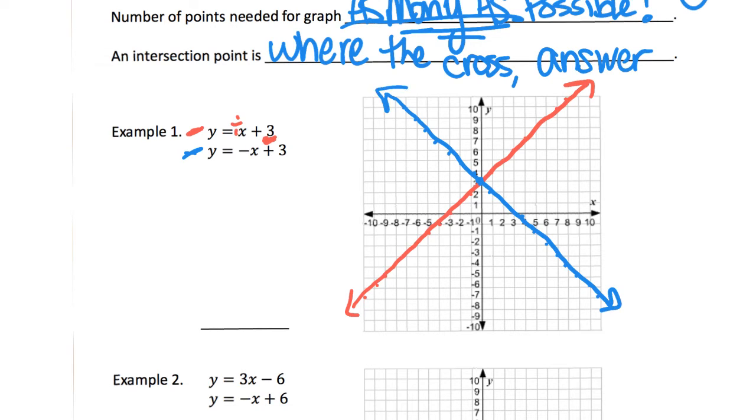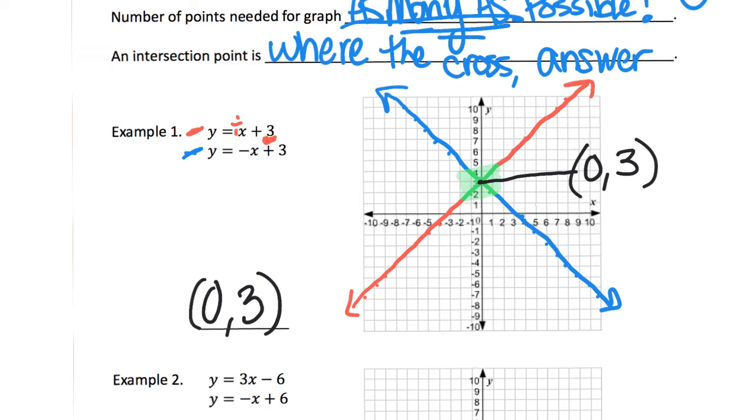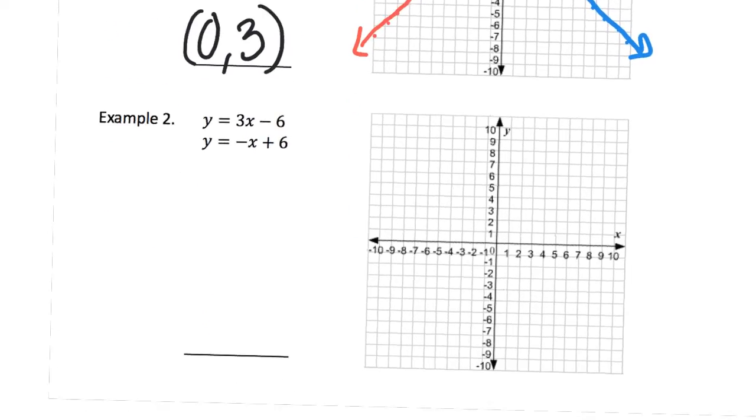Okay, so I'm going to draw my line. The whole point is to find the intersection point, and I'm pretty sure we did that. The intersection point is right here, this dot, and that is the ordered pair (0, 3). Since this dot is the ordered pair (0, 3), that's where they intersect, and that's going to be our answer. Hopefully that's pretty okay. So we just graphed both lines and found their intersection point. We're going to do one more together.